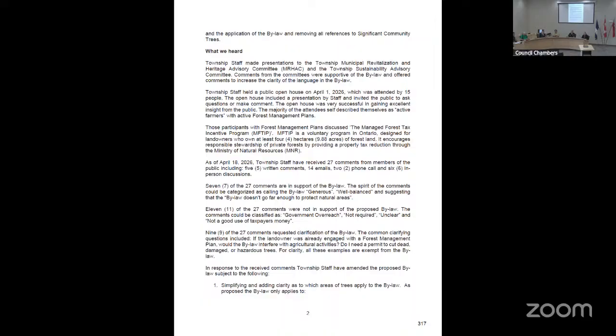11 of the 27 were not in support, suggesting it was government overreach, not required, unclear, and not a good use of taxpayer money. And 9 of the 27 requested clarification. Most of the people who requested clarification, I would say, remained either neutral or came around to say, okay, if that part doesn't apply, then I support that. A number of members of the agricultural community said, okay, if it doesn't apply to this, then I'm okay with it.